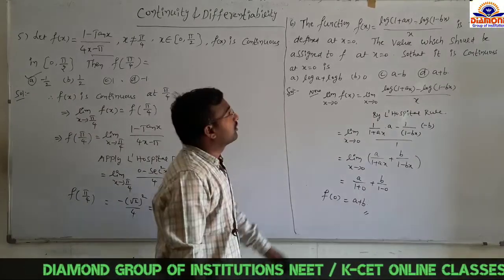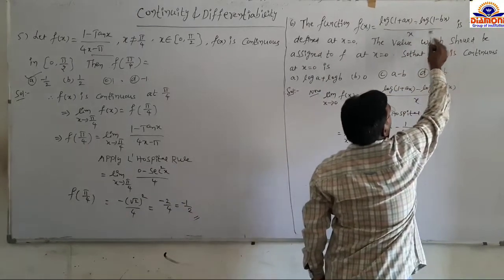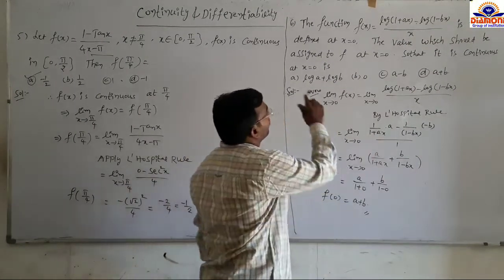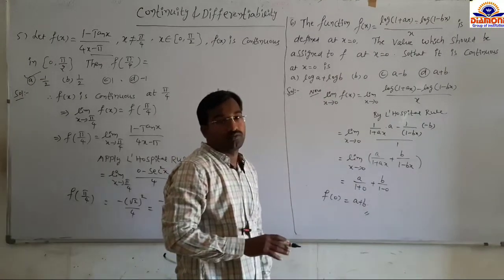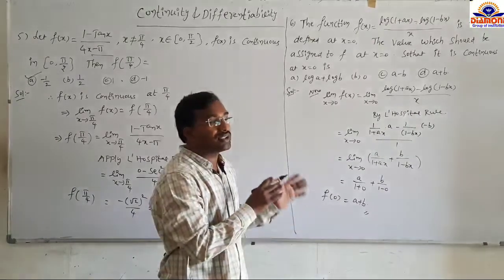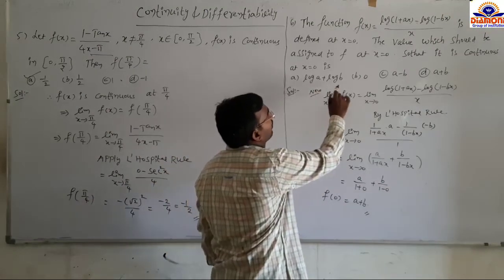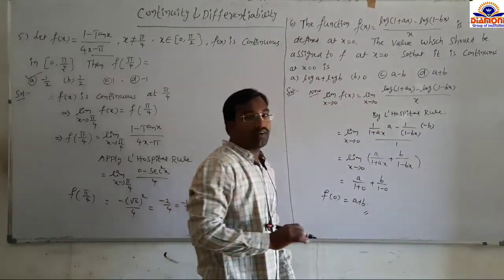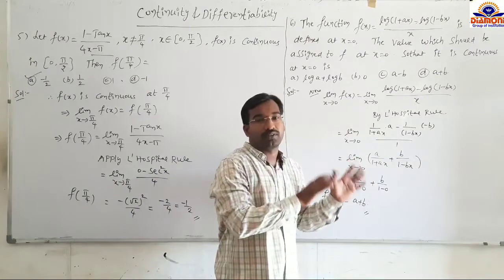The function f of x equal to log of 1 plus ax minus log of 1 minus bx, by x, is not defined at x equal to 0. The value which should be assigned to f at x equal to 0 so that the function is continuous at x equal to 0. You have to find out the f of 0 value. Option A log a plus log b, option B 0, option C a minus b, option D a plus b. So first find out limit x tends to 0 f of x value. Which value you get, that one is equal to f of 0.